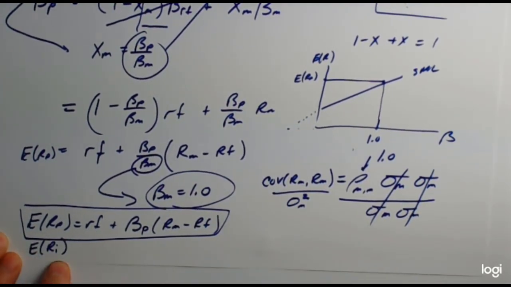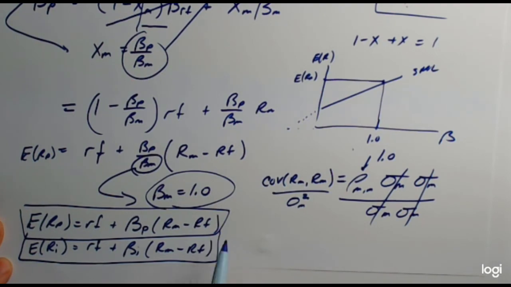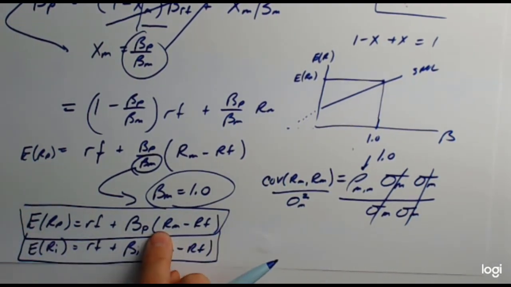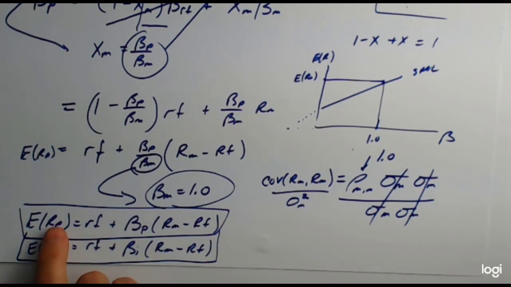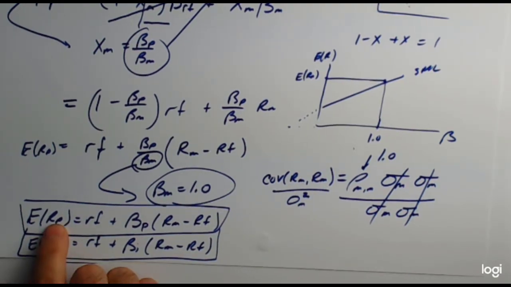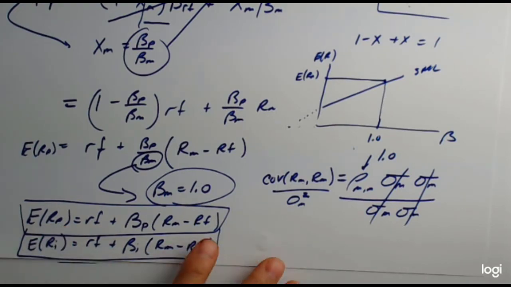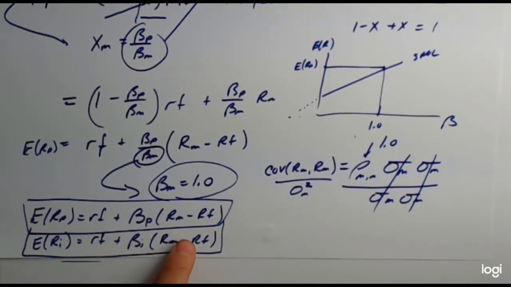So what's the expected return on individual stock I? Well, it's the risk-free rate plus the beta of stock I times the return on the market minus the risk-free rate. And so what we're saying here is, look, the expected return on a stock, individual stock I, or the market, or any portfolio, is a function of its beta relative to the market itself. So this formula applies to individual stocks and the market as a whole, and any portfolio.